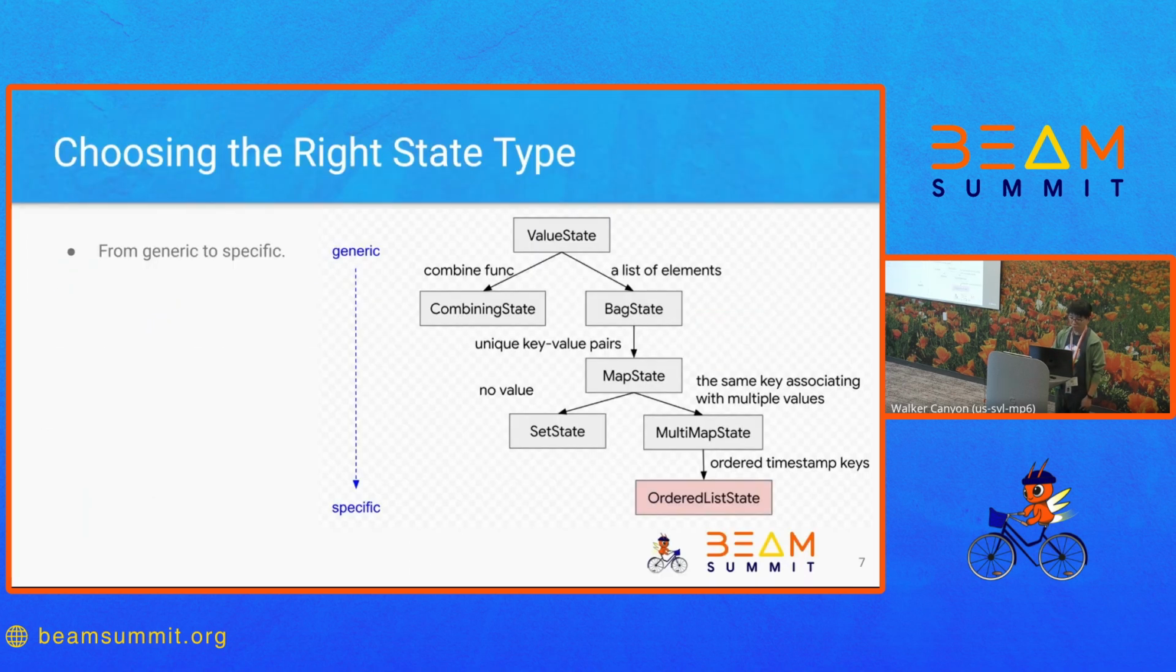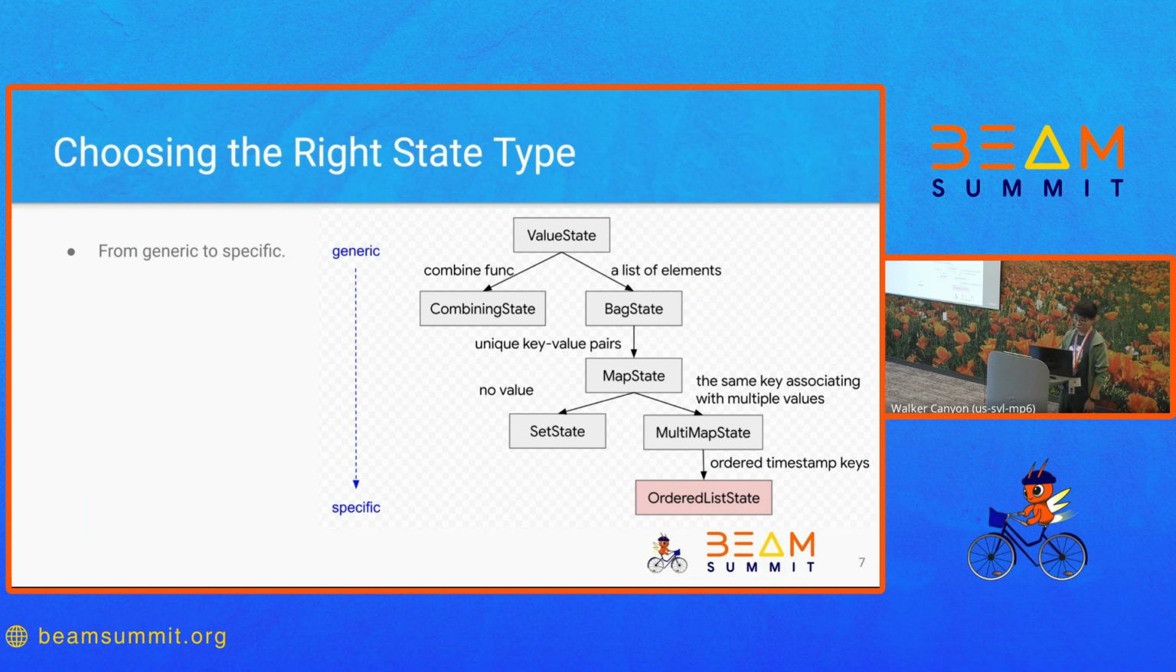With multiple states available, users need to choose the right state type. Currently, Beam supports seven different types of state classes. I like to visualize them in a tree diagram as shown here. From top to bottom, the states go from generic to specific. From the root, we have the most generic state, as I said, the value state. It can literally represent everything.